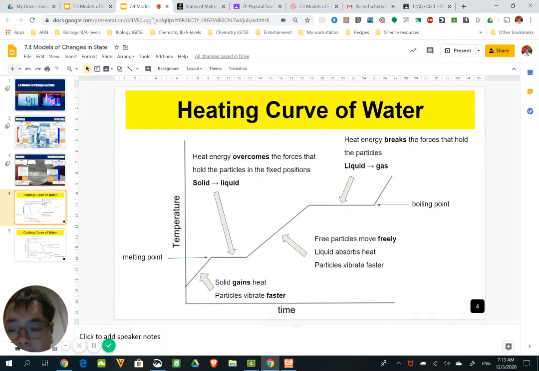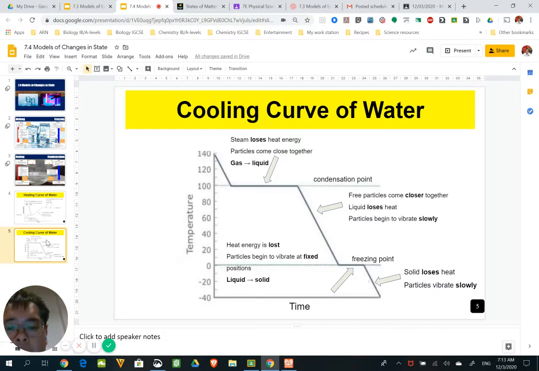That's completely fine. Okay. And of course, you're talking about the cooling curve, which is the direct opposite of the heating curve. Again, steam in the gaseous phase will lose energy. Particles come together. All right. And there will be a point where it condenses. This is where gas turns into liquid.